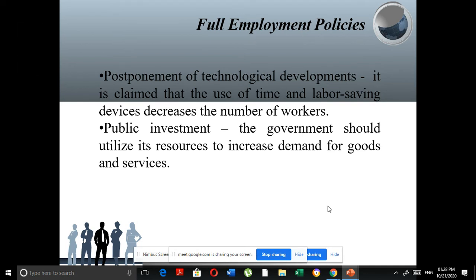Maximum point of the business cycle, the prosperity, or peak. Maximum point, yes. Prosperity, maximum point. Or peak, you can say peak, maximum point. Prosperity equals peak. Everything is clear, very easy. Theory is very easy. And some full employment policies, you can read about it at home to understand more, okay?